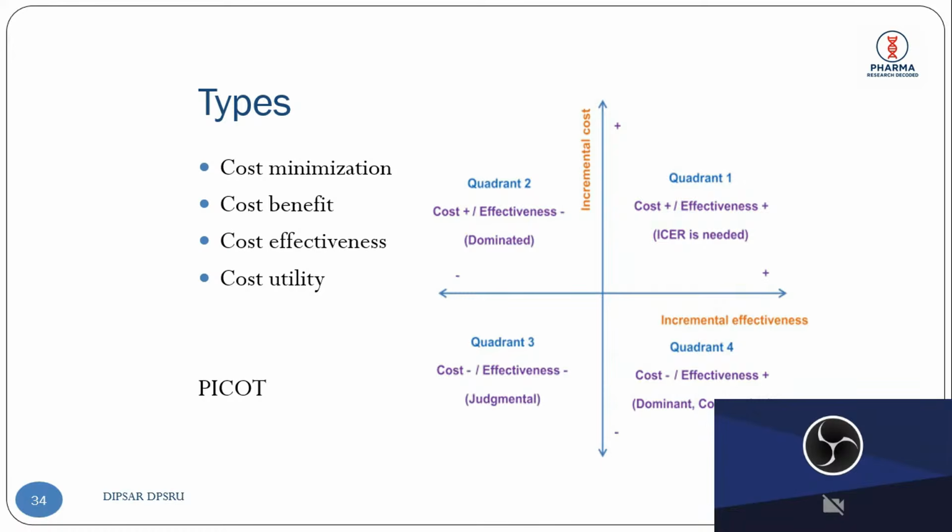Now we are going to enter the next part, that is the different types of pharmacoeconomic studies. There are a number of types. The major types we talk about are cost minimization, cost benefit, cost effectiveness, and cost utility. There is a cost of consequences analysis as well, and a budget impact analysis as well. But majorly we categorize these studies into cost minimization, cost benefit, cost effectiveness, and cost utility. And this is the cost effectiveness plane.